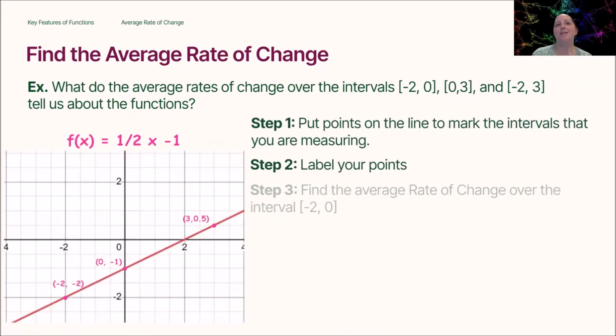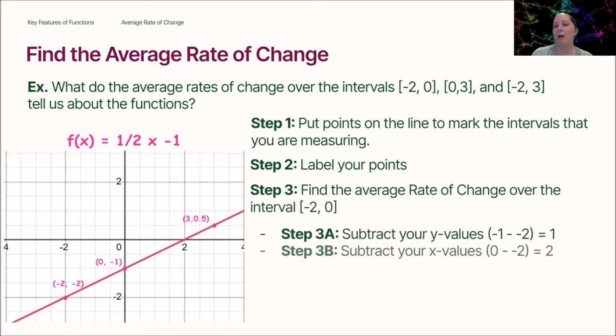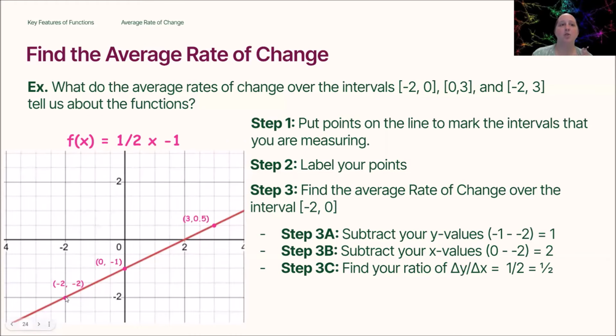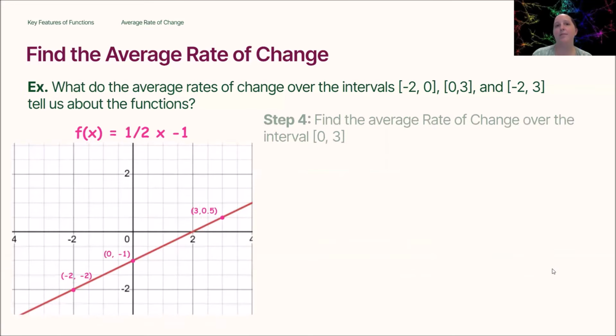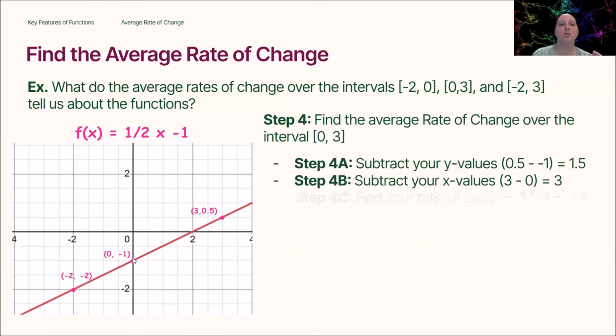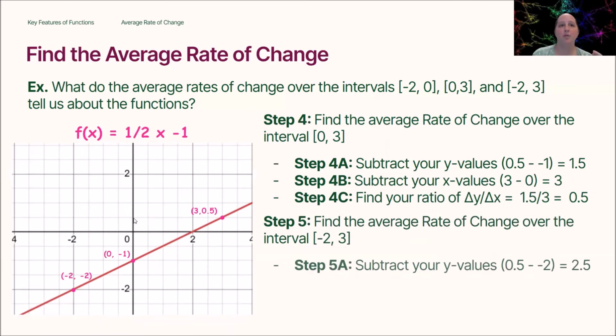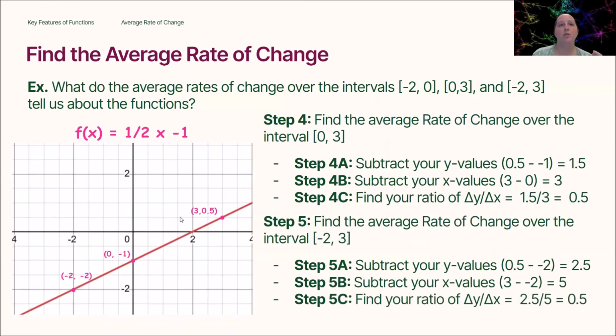So again, I'm going to do the same thing. This is slightly different. I have f of x equals 1/2 x minus 1. Again, I'm finding that average rate of change over the interval from -2 to 0. You can also look at this and go, okay, I went up 1, 2, 3 over 4. 2/4 is the same thing as 1/2. I can do the same thing from 0 to 3. I went up 3 over 1, 2, 3, 4, 5, 6, so 3 over 6. 3 divided by 6 is 1/2.